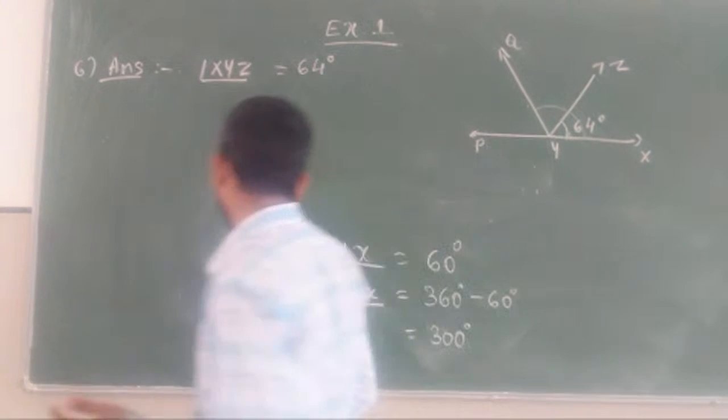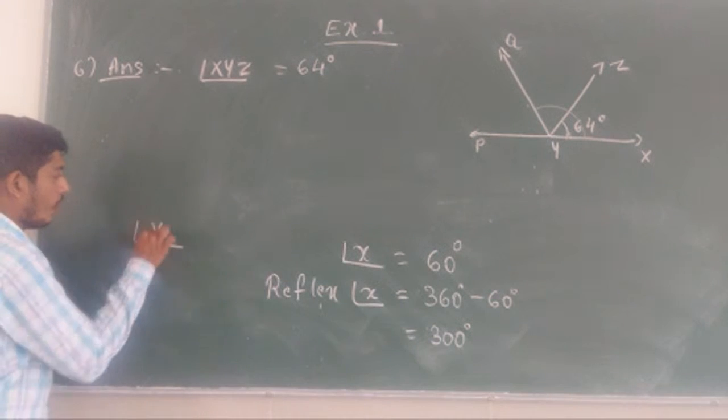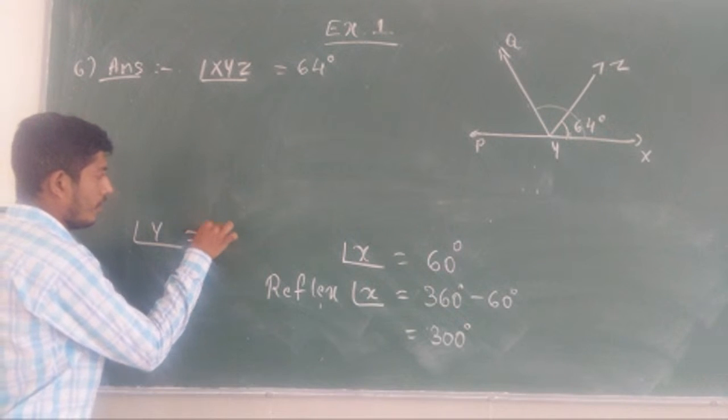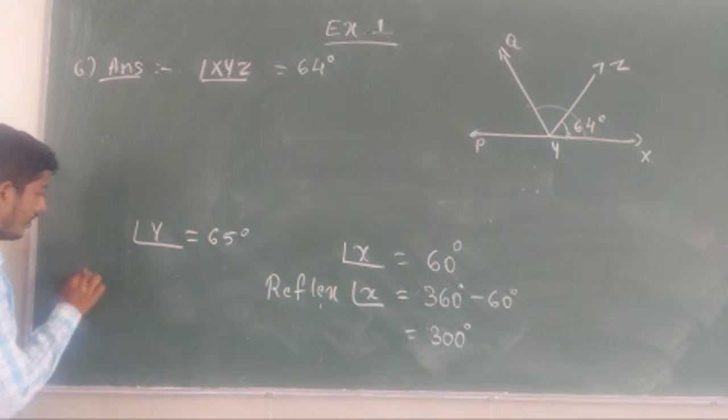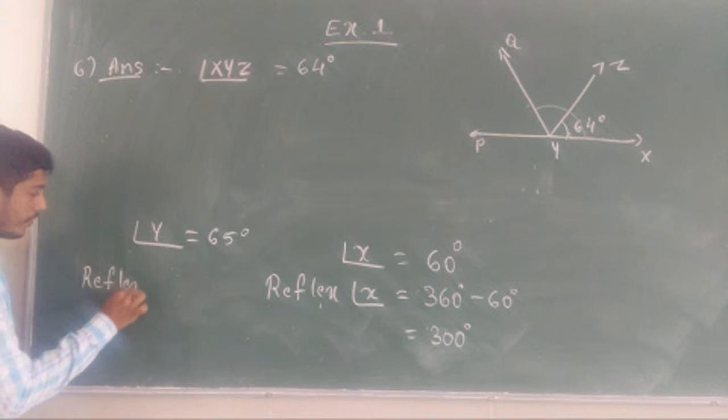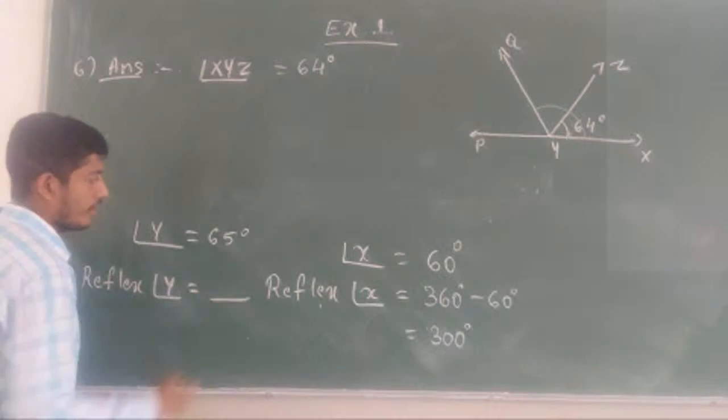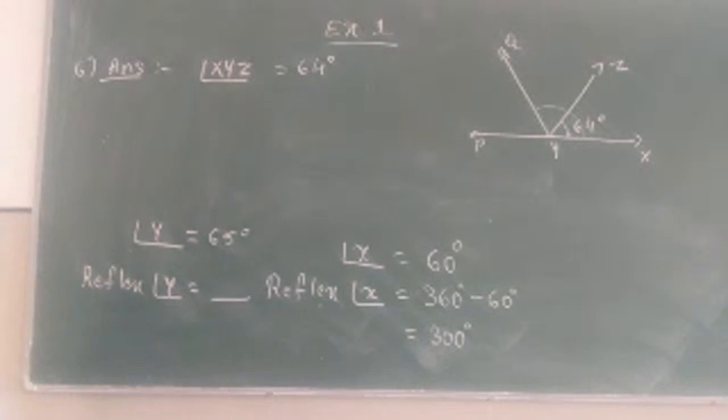For example, if angle y is equal to 65, then the reflex of angle y equals dash. Comment with the answer. Angle y equals 65, then the reflex of y equals dash. Comment with the answer fast.